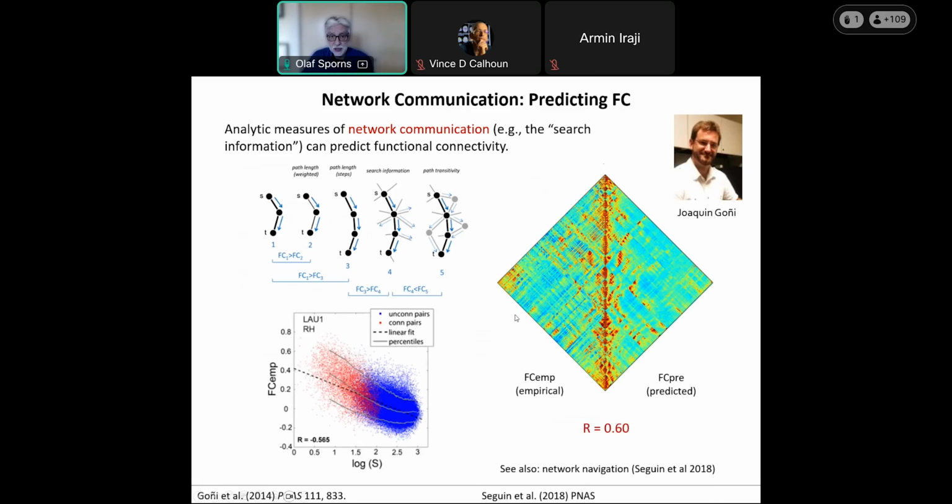On the left, functional connectivity empirically measured in the resting state fMRI. On the right, predicted functional connectivity from a compound measure of communication metrics.